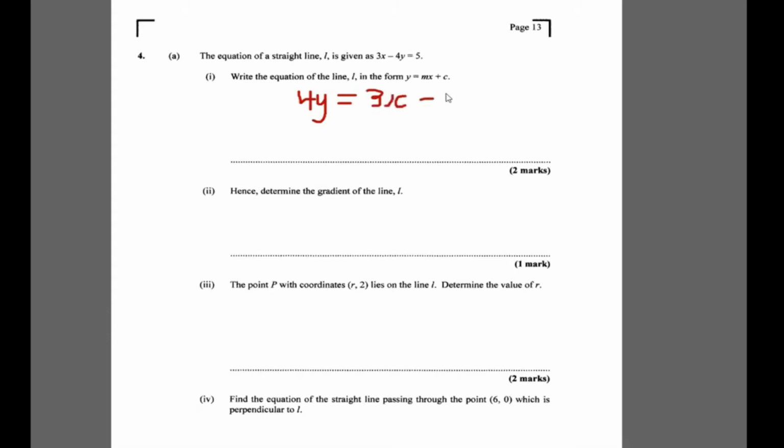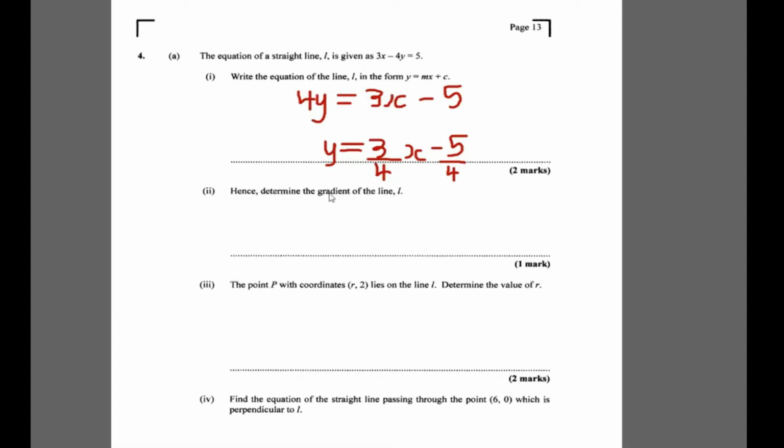And then we divide through by 4 to get finally y is equal to, divide out the 4, we get 3 over 4 times x minus 5 over 4. And that is it. That's the equation of the straight line. All right, nice and easy.